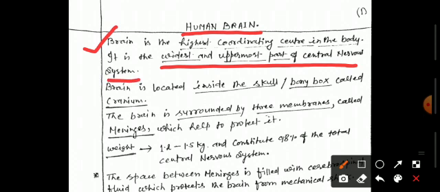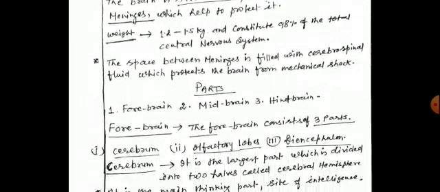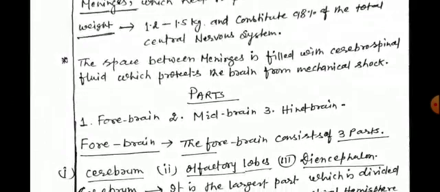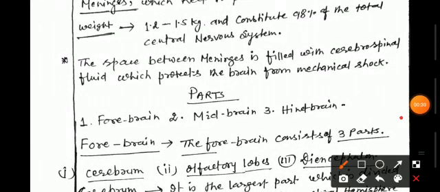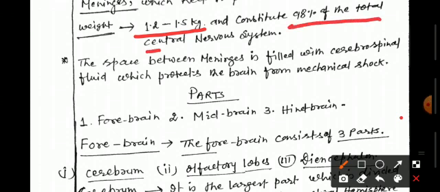Our brain is located inside the skull, which is a bony box known as the cranium. The brain is surrounded by three membranes. These membranes are called meninges, which help in providing protection to the brain from mechanical shock and jerk. What is the weight of our brain? It is between 1.2 to 1.5 kg, and the brain constitutes 98% of the total central nervous system.